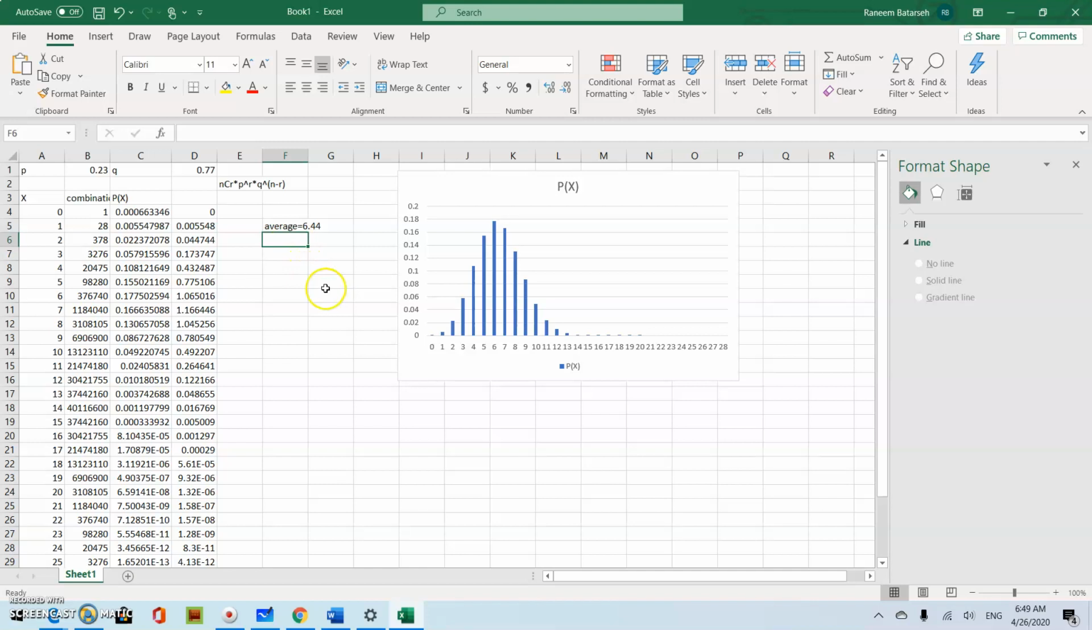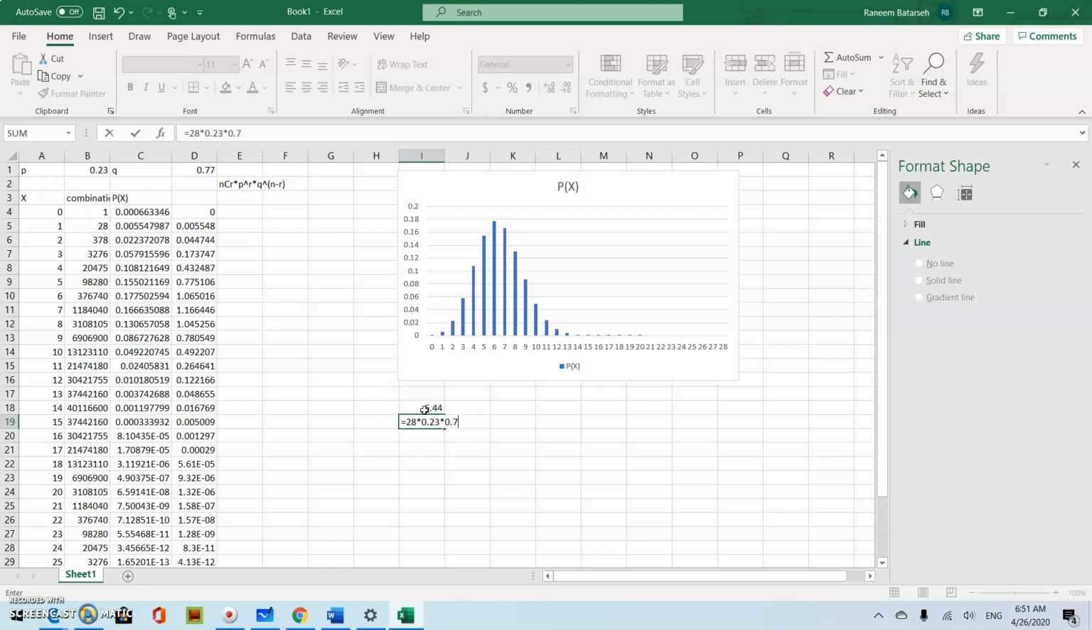And then what was the standard deviation? You also had to find it. Let me get this right. For standard deviation, you do npq. So n is 28, p is 0.23, q is 0.77. Sorry, that's the variance, right? And standard deviation is the square root of that value right there. So this is the standard deviation, and this is the mean. So that's number 21.